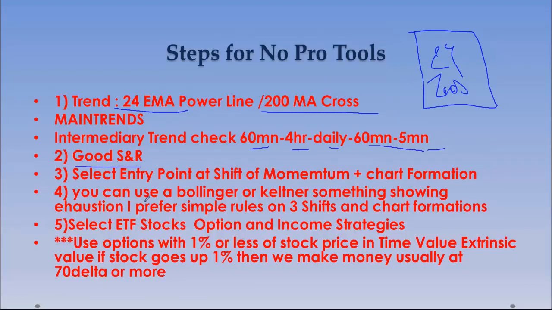Understand good support and resistance. Understand shift of momentum. And I'm going to help you understand the shift of momentum with our 3-trade setup and chart formation. You can use also a Bollinger or a Keltner band, something that shows you if there's an exhaustion, like an elastic that has been stretched too much in one direction or another.